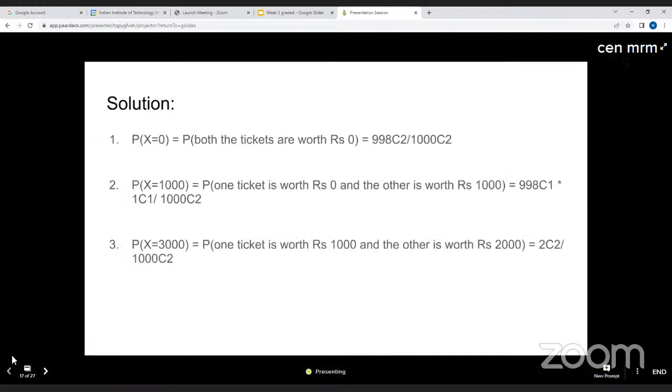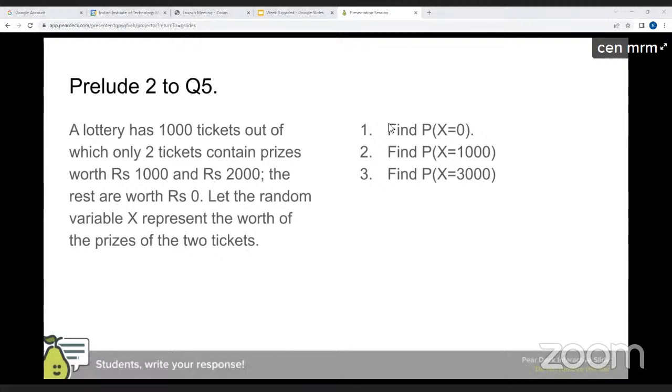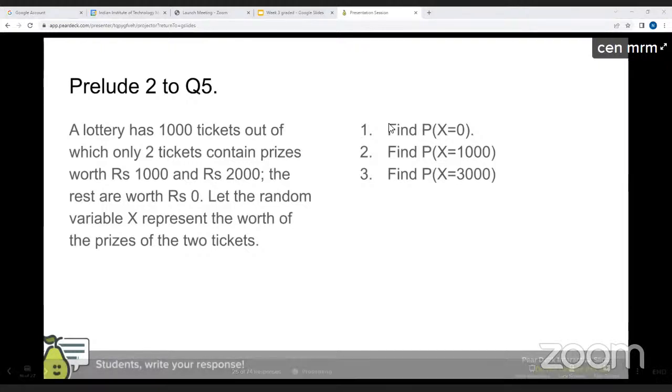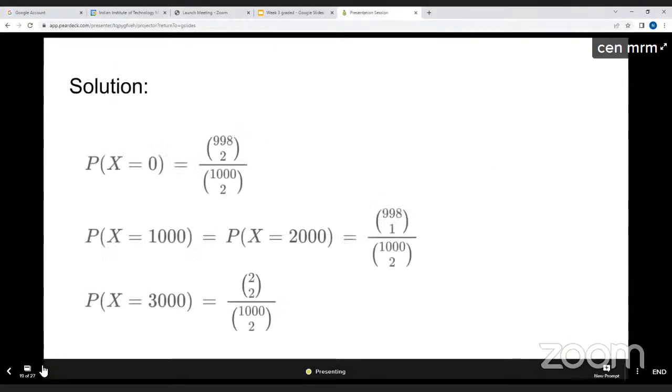So X was either taking the value 0 or 1000 or 2000 or 3000, right? So we have also found their probabilities. We just found the probability of X equals 0, X equals 1000, and X equals 3000, but we did not find the probability when it is taking the value 2000. So that is also going to be the same as the probability that it takes the value 1000. So once you calculate these values, you will just have to multiply the values with their probabilities.